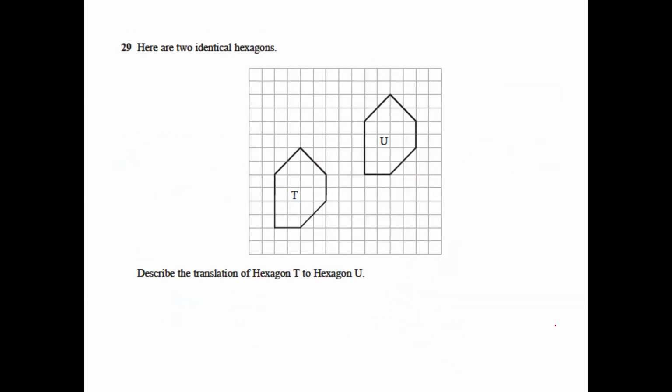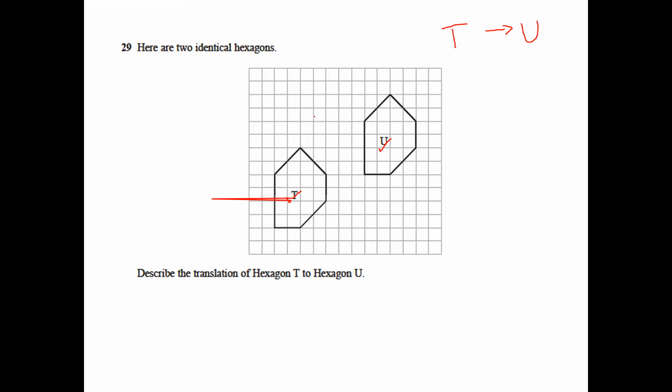29th question. Here are 2 identical hexagons. A hexagon is a 2D shape which has 6 sides. The question is, describe the translation of hexagon T to hexagon U. From T to U, not from U to T. You have to write the translation from T to U.